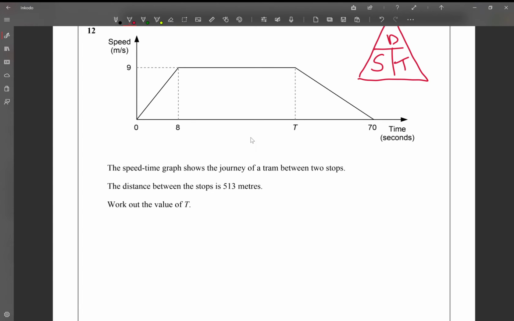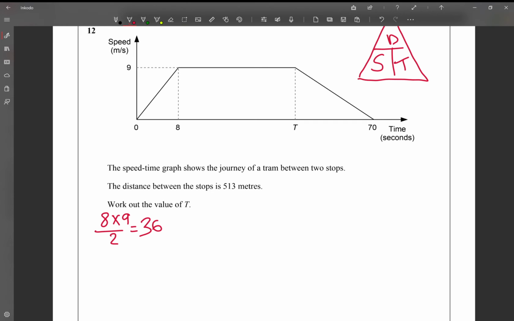To find the distance it's speed times time. We're looking at the area, so it's always the area under the graph for distance. We know the area of this triangle because we can just do 8 times 9 and then half that. So 8 times 9 divided by 2 gives us 36.